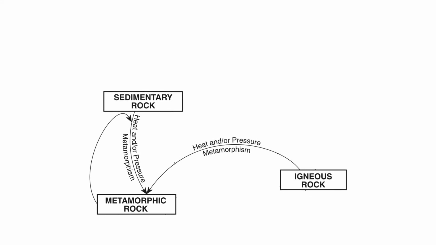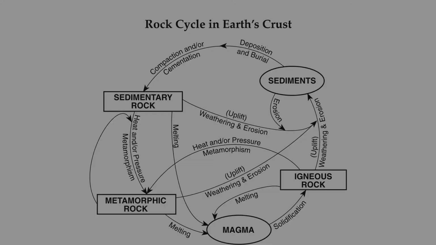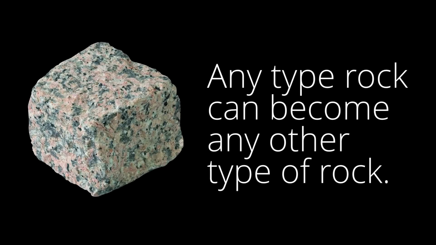So the key idea behind the rock cycle is the fact that any rock can become any other kind of rock. It can even become itself. Change is always taking place. It's generally slow over many millions of years. However, the results can be impressive.